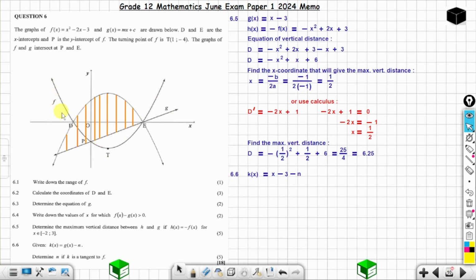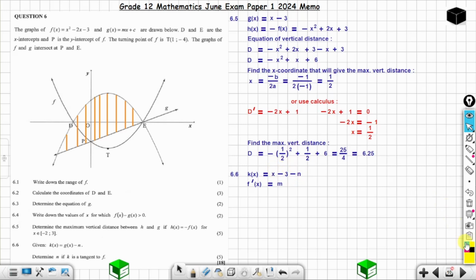Okay, this is f. We have the equation of f. F prime of x is equal to the gradient of the tangent which is touching the graph of f. So f prime is equal to m. M is the gradient of the tangent. So the gradient of the tangent is equal to 1. You have an invisible 1 in front of x. This is in the form y is equal to mx plus c. M is equal to 1. C is equal to negative 3 minus n.